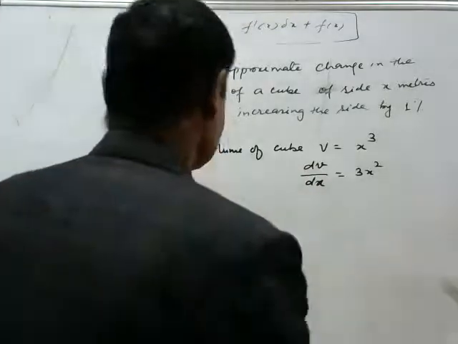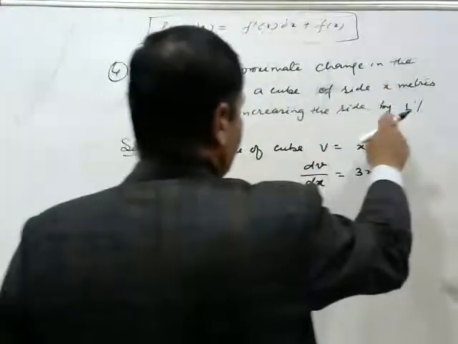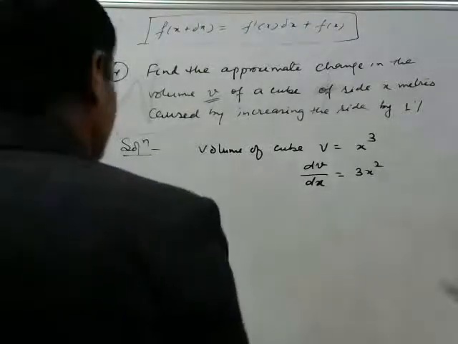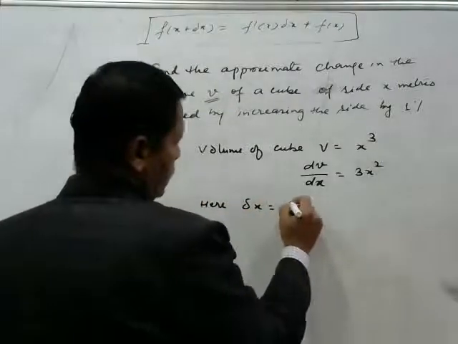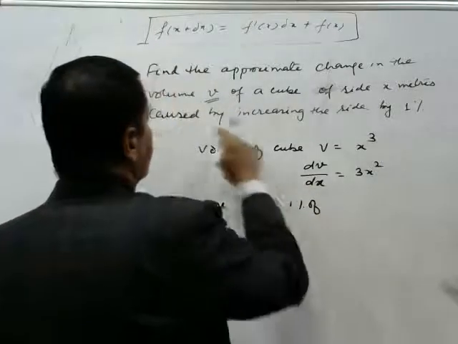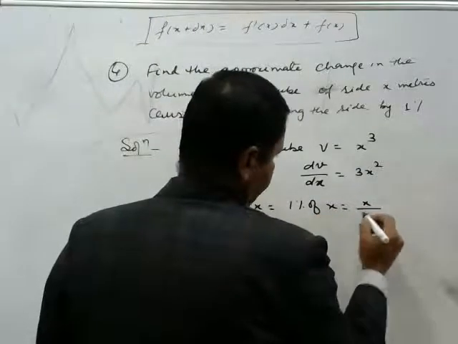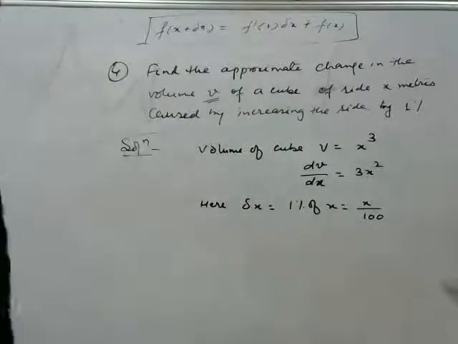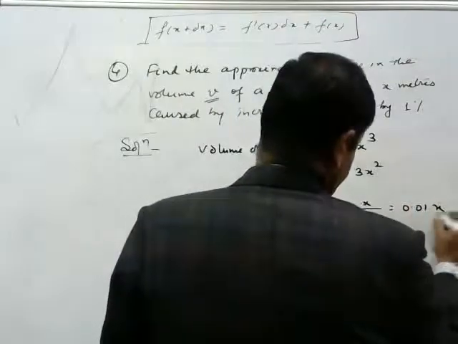One more thing is given: side x meters increasing by 1%. That means delta x is given. Delta x is equal to 1% of x, that means 1 into x by 100. Increase in the side is 1% of x, that is delta x is equal to 0.01x, that we can write.